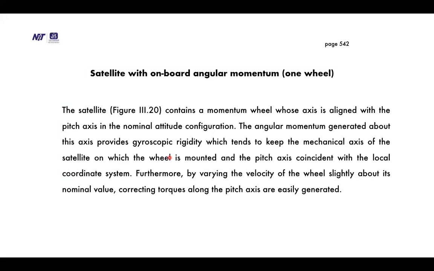The satellite contains a momentum wheel whose axis is aligned with the pitch axis in the nominal attitude configuration. The angular momentum generated about this axis provides gyroscopic rigidity, which tends to keep the mechanical axis of the satellite on which the wheel is mounted and the pitch axis coincident with the local coordinate system. Furthermore, by varying the velocity of the wheel slightly about its nominal value, correcting torques along the pitch axis are easily generated.